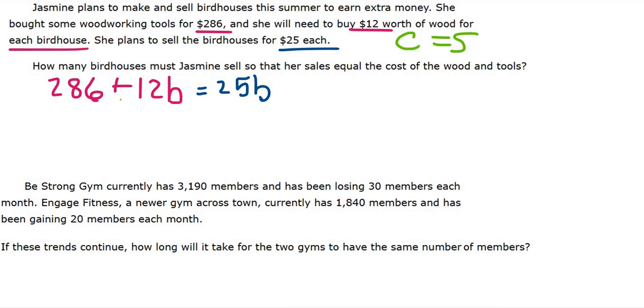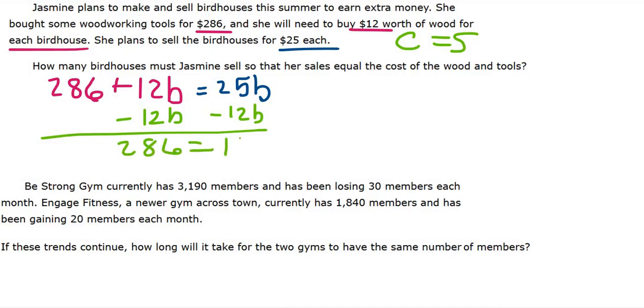I like to get all my letters to one side first every single time, and that's the most obvious here. Normally, I like to move my letters to the left side, but I know if I move it to the right side, I'm not going to have any more negatives to deal with. So the opposite of a positive 12b, or the additive inverse of a positive 12b, is a negative 12b. So I subtract 12b on both sides, and that's going to give us 286 equals 13b.